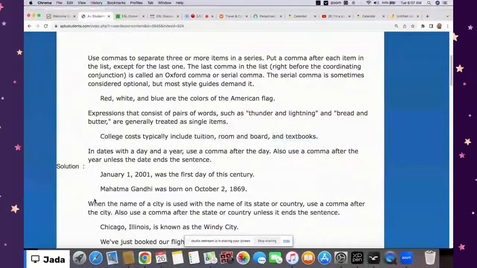In a date with a day and a year, use a comma after the day. So when you have dates with the day and the year, you use a comma after the day. Also use a comma after the year unless the date ends the sentence. So in a date with a day and a year, the day, which is like Monday, and then the year, 2023, you put a comma. Okay, so after the day, which is Monday, you put a comma.